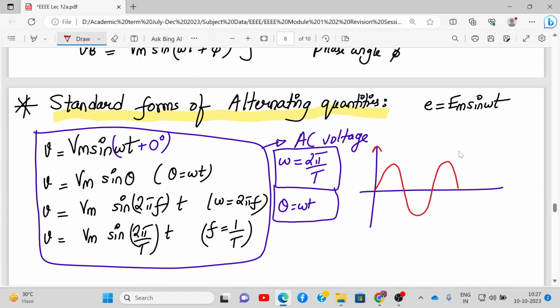Okay, so this is my voltage V. This is theta equal to omega t. This will be pi, 2 pi, 3 pi. This maximum value will be Vm, and this value will be minus Vm. Okay, so this is my AC voltage.